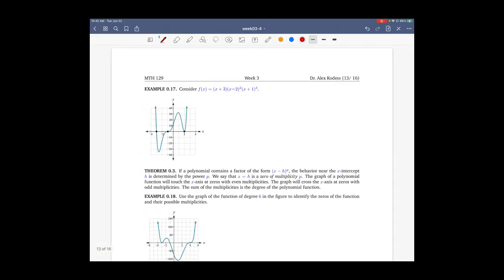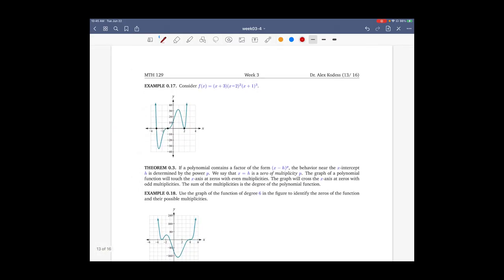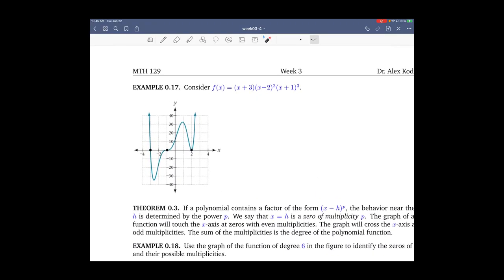Here is one example. We have a factored polynomial x plus 3 times x minus 2 squared times x plus 1 cubed. And as you see, at root -3, we have a crossing. At root 2, we have a touching. And at root -1, we have a crossing again.